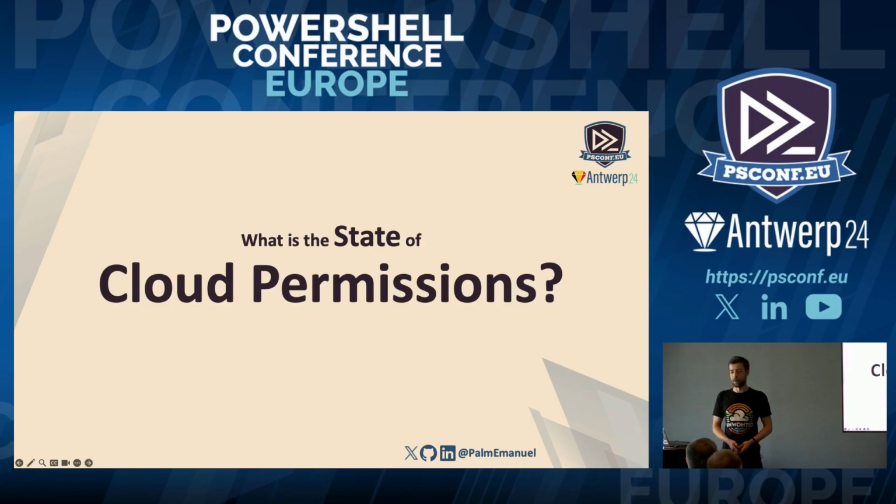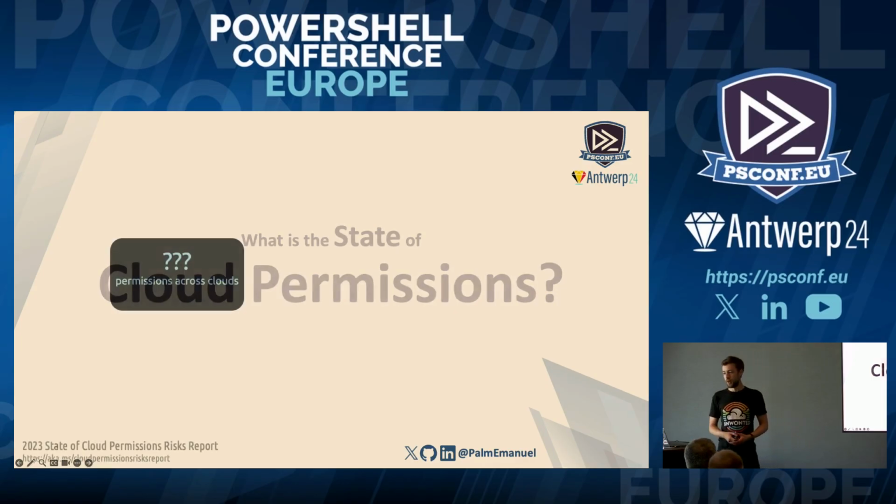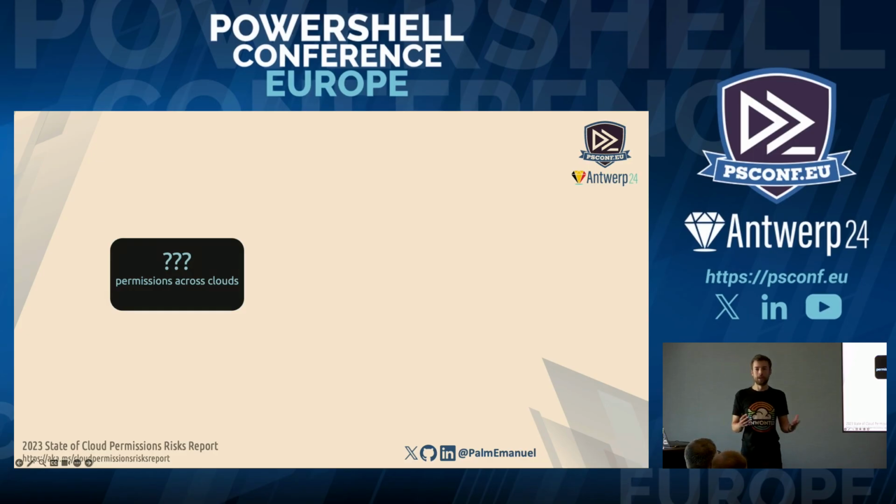Microsoft releases a report every year called the State of Cloud Permissions Risks Report, which is a lot of words this early. But it's been released every year for 3 years now, and the 2023 edition came with some numbers. So I want us to play a little game together here, a guessing game. Across the major cloud providers, we have Azure, AWS, and Google Cloud. How many permissions do you think exist across those clouds, like individual permissions? Sorry? No, altogether.